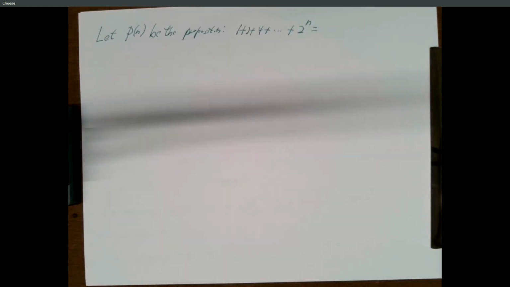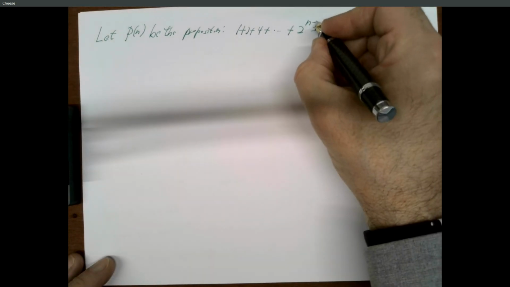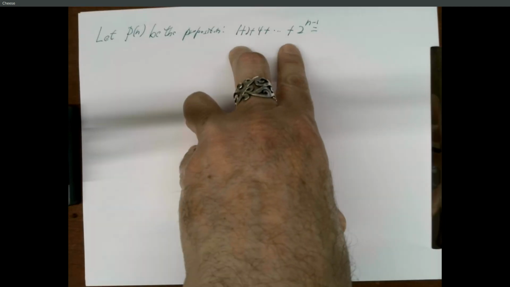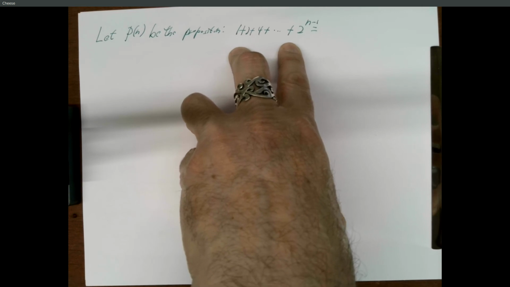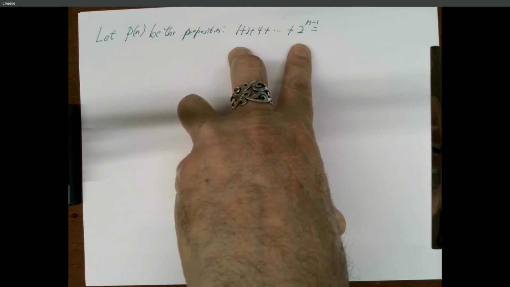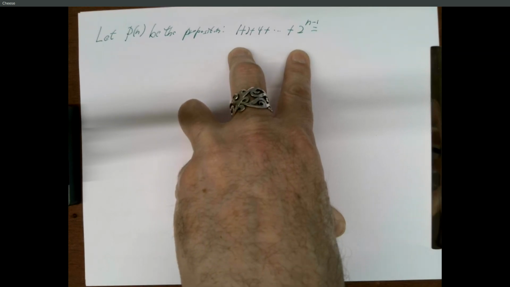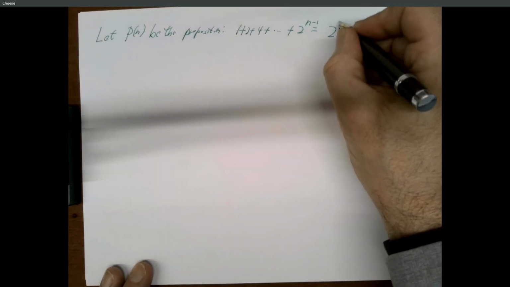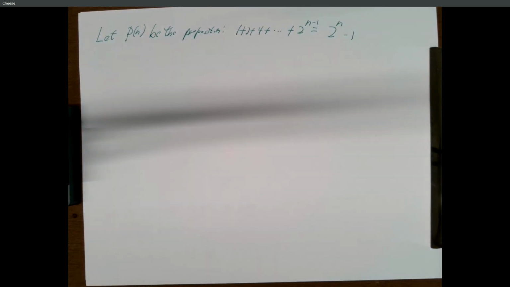Suppose we add up powers of 2. So 1 plus 2 plus 4 plus dot dot dot plus, let's go up to 2 to the n minus 1. So this is the sum of the first n powers of 2. And so what's the formula for what this is equal to? It's Calc 3, it's maybe CSE 121, it's probably Engineering 250. This is equal to 2 to the n minus 1, 1 less than 2 to the n.